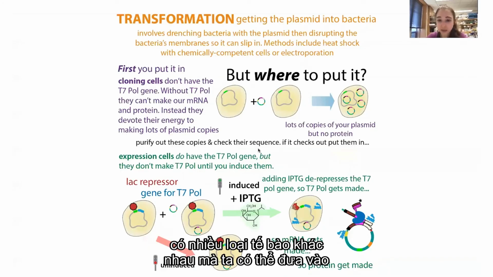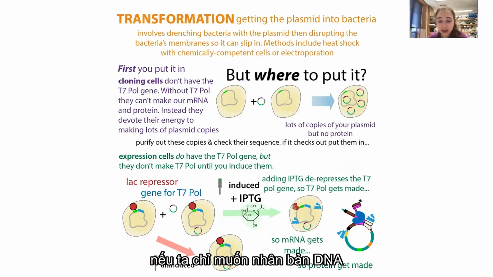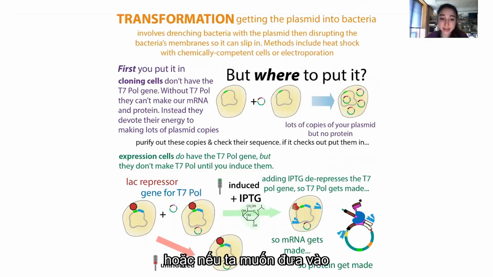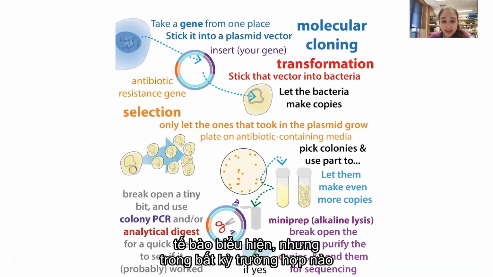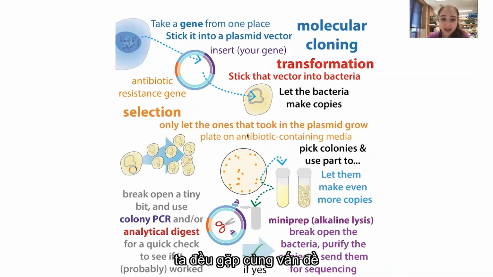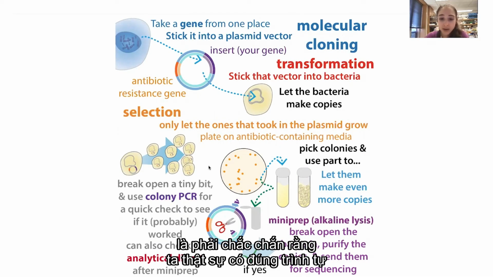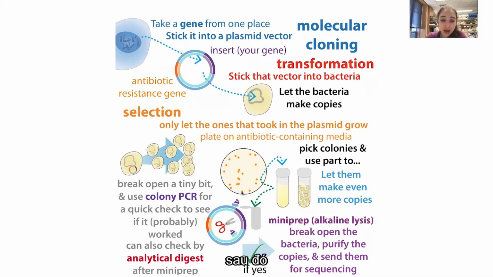There are different types of cells that we can put it into, whether we want to just make copies of the DNA, or we want to put it into expression cells. But in any of these cases, we have the same issue: we want to make sure that we actually have our sequence afterwards. There are things we can do to help make sure that we do, and not waste our time.